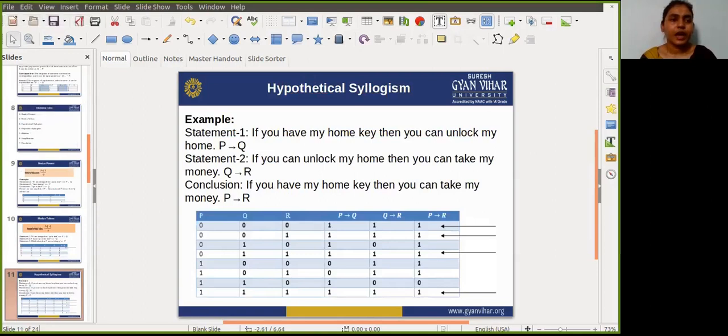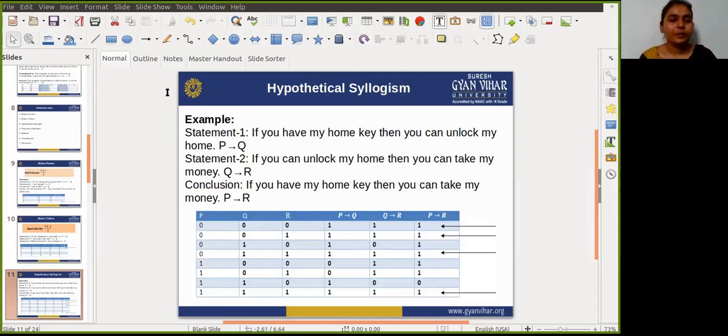Next one is hypothetical syllogism. The hypothetical syllogism rule states that if P implies Q is true, and Q implies R is true, then P implies R is true. It can be represented as the following notation.